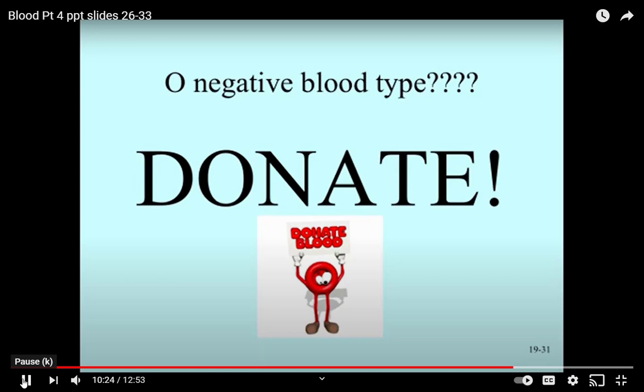But if they would need more blood and we have time once they come to the hospital, then we would definitely try to match the blood to their blood type. So regardless of your blood type, all blood types are needed, and it's important that everybody donate if they're able.